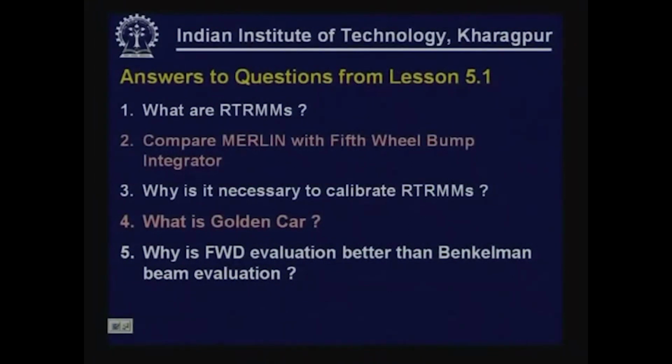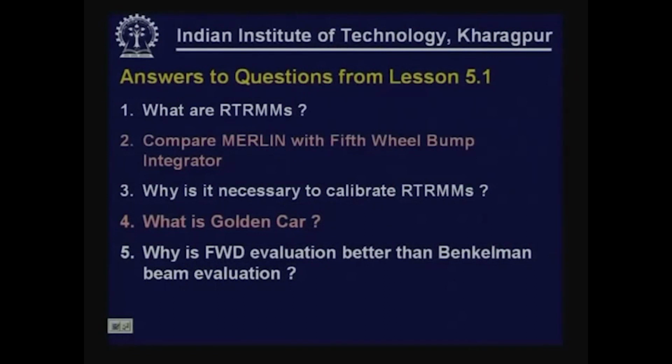Let us take the answers to the questions that we asked from lesson 5.1. Lesson 5.1 was on evaluation of pavements. What are RTRMMS? RTRMMS are response type roughness measuring machines. These are equipment that give an index of roughness of the pavement, and this is the index that is sensitive to the road user's perspective.